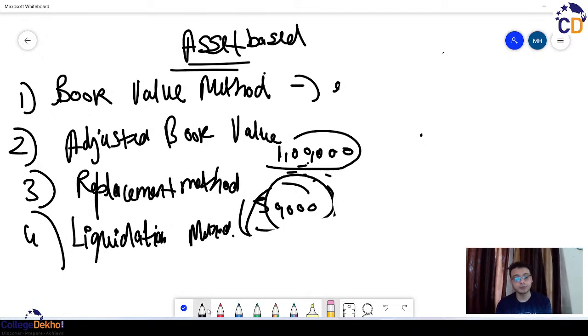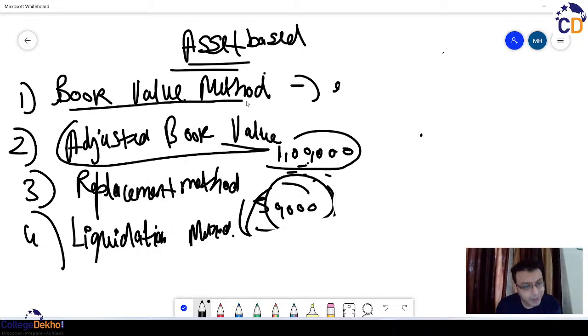So these are the four methods which are basically used for the asset-based method. Companies use the adjusted book value method, the book value method, the replacement method, and the liquidation method as well. It is as per the company, कंपनी को कौन सा method use करना है.